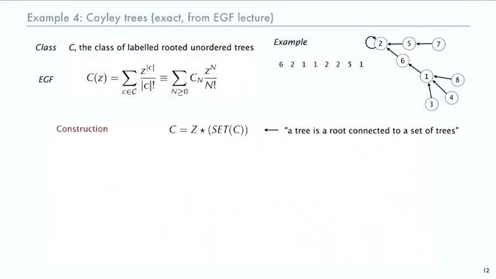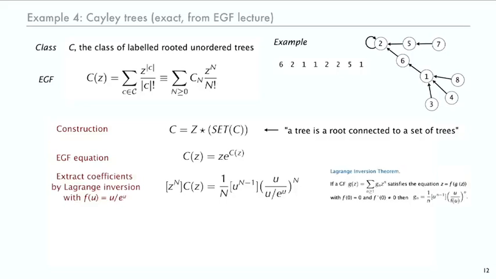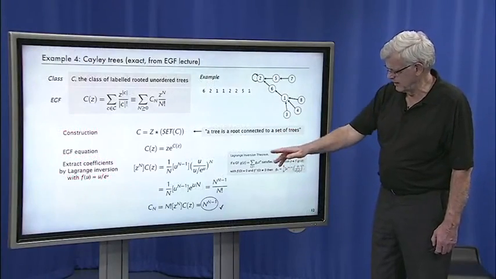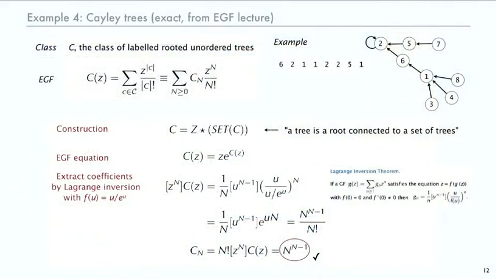A Cayley tree is a root connected to a set of trees, and for labeled structures, the transfer from the construction into the generating function equation is for exponential generating functions, and set means take e to the power, so we get c of z equals z e to the c of z. And then in lecture 2, we used the Lagrange inversion theorem to get the coefficients out, eventually getting to n to the n minus 1 for the number of Cayley trees. So it's n factorial times that coefficient, which is n to the n minus 1.